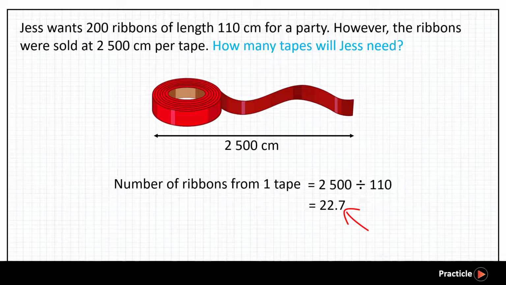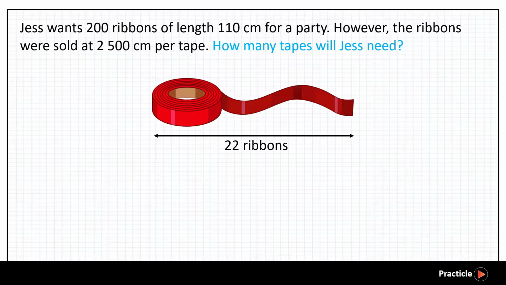Do you think we should round this answer up or down? Remember what we said earlier on about not being able to stick the leftover parts together? Because of that, we are going to round our answer down to find the maximum number of ribbons that we can get from one single tape. And that magic number happens to be 22. So now we know that we can only get 22 ribbons from one tape. Now what do you think we should do next?